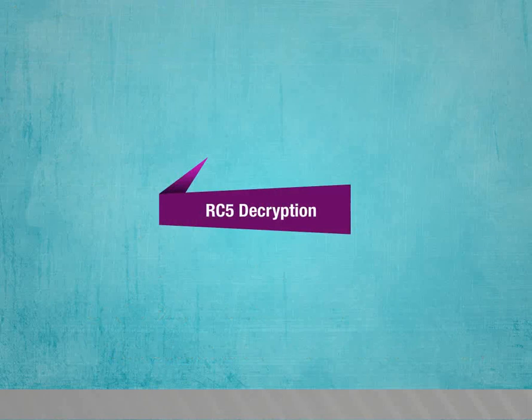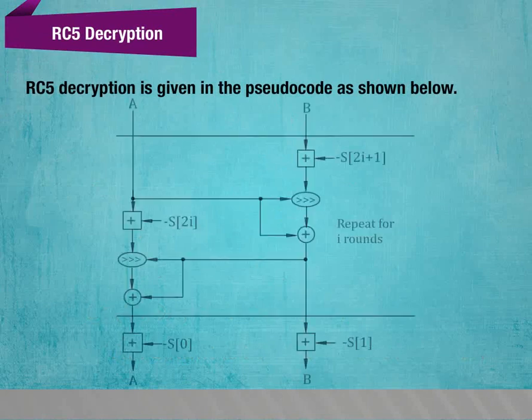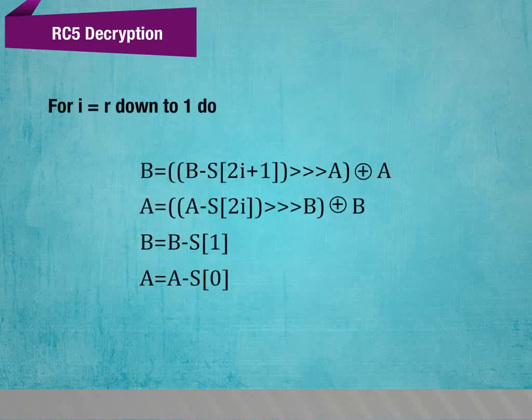RC5 decryption. RC5 decryption is given in the pseudocode as shown below. For i equal to R down to 1, do B is equal to the rotation of B minus S of 2i plus 1 to the right by A, XOR A. A is equal to the rotation of A minus S of 2i to the right by B, XOR B. B is equal to B minus S of 1. A is equal to A minus S of 0.